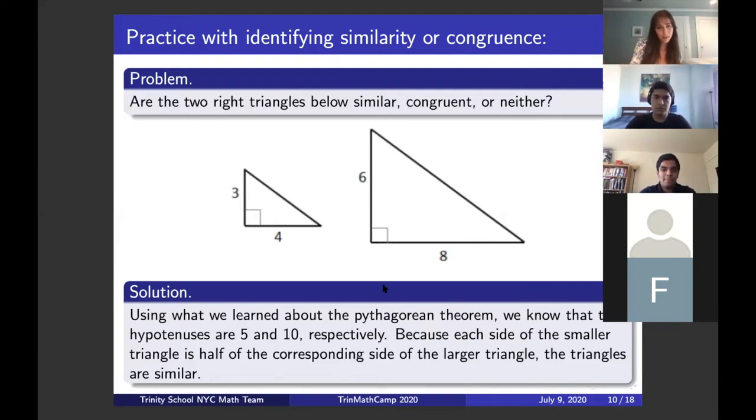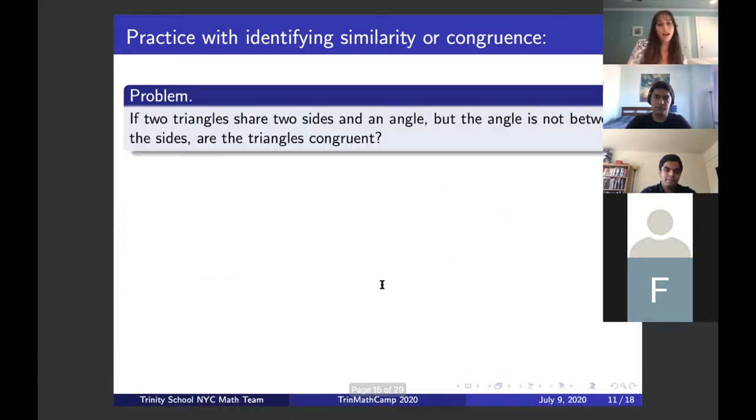So now we're going to go to the next slide. And this is another practicing of identification. It says, if two triangles share two sides and one angle, but the angle is not between the sides, are the triangles congruent? So I advise drawing two triangles and seeing, can you make it so that the triangles aren't congruent? Can you make it so that they have two sides and an angle, but the third side isn't the same for both of them?